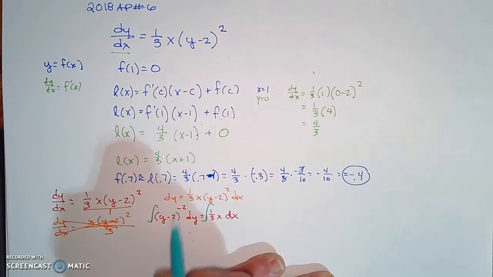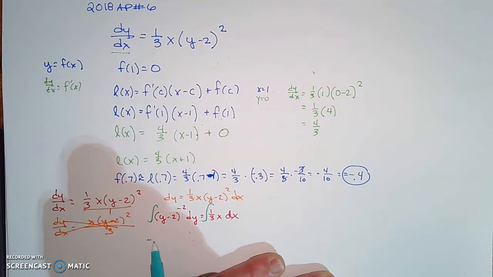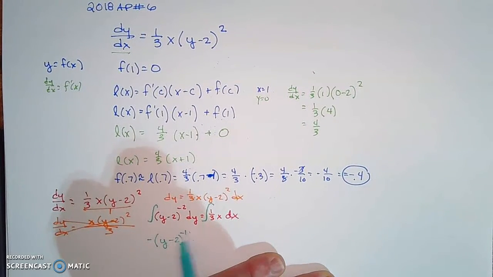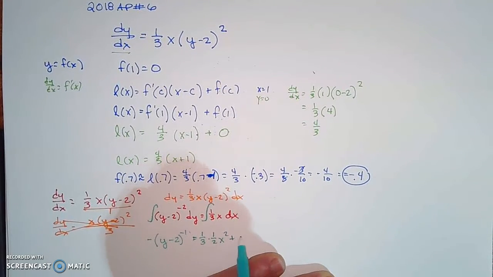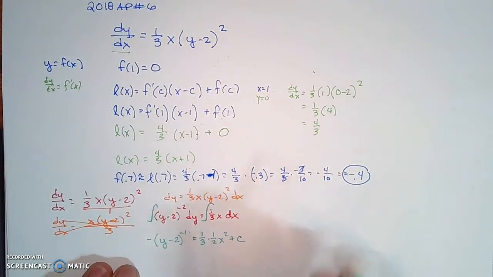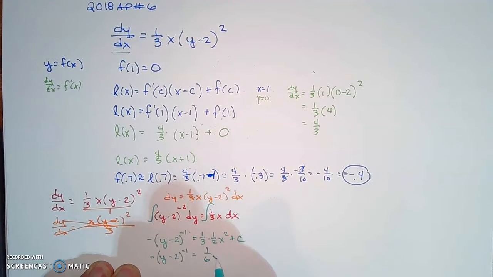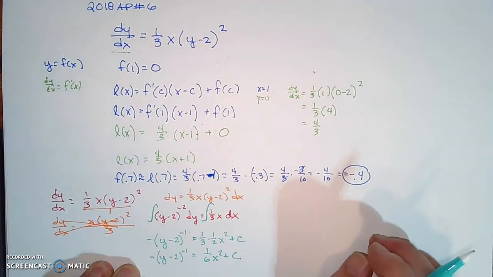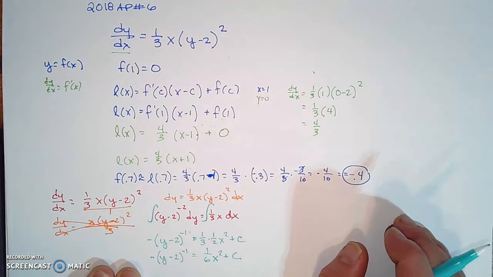The integral of something to the negative 2 goes to the negative 1 power, so I put negative 1 on the outside, equals 1/3 times 1/2 x squared plus c. So simplifying that, I get negative (y minus 2) to the negative 1 equals 1/6 x squared plus c. That answer is right. I can leave it just like that.